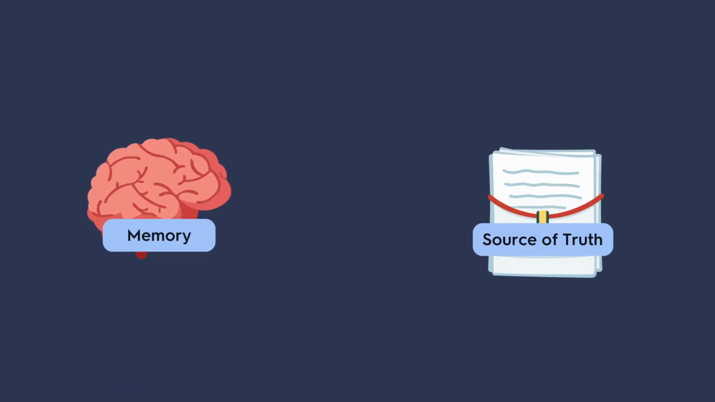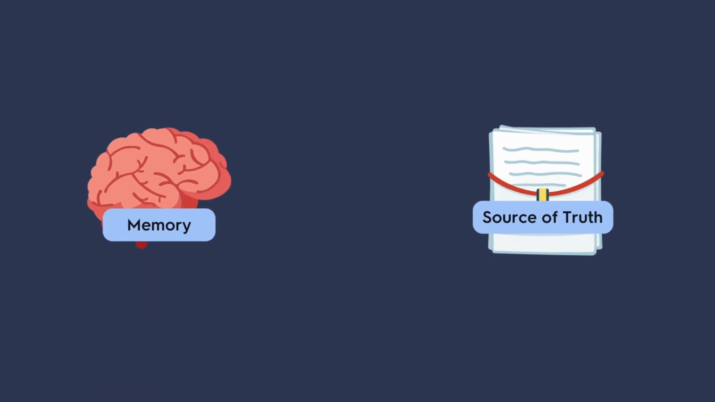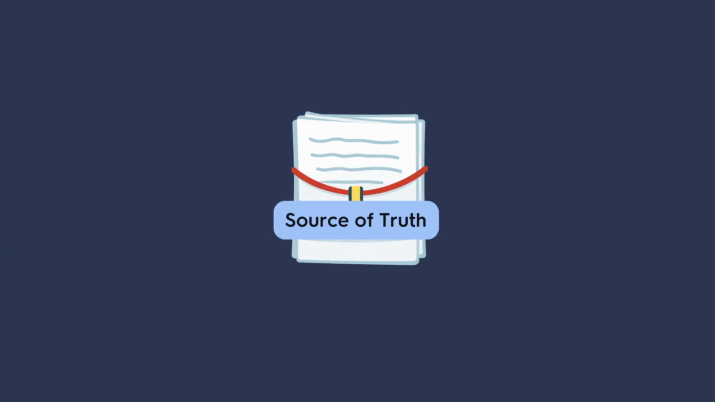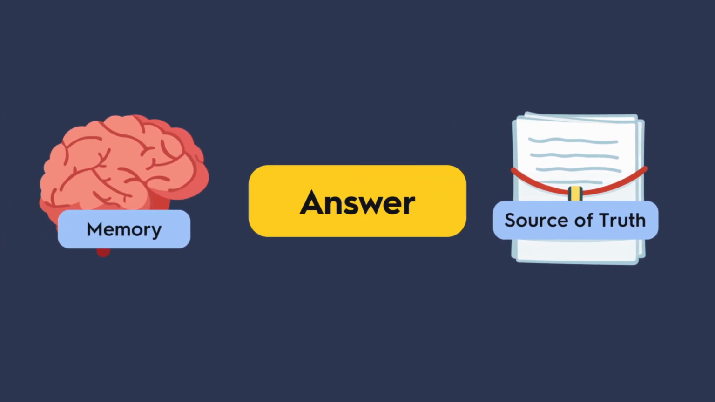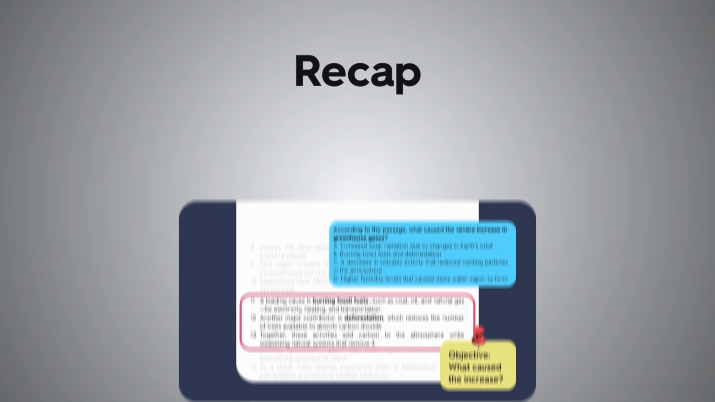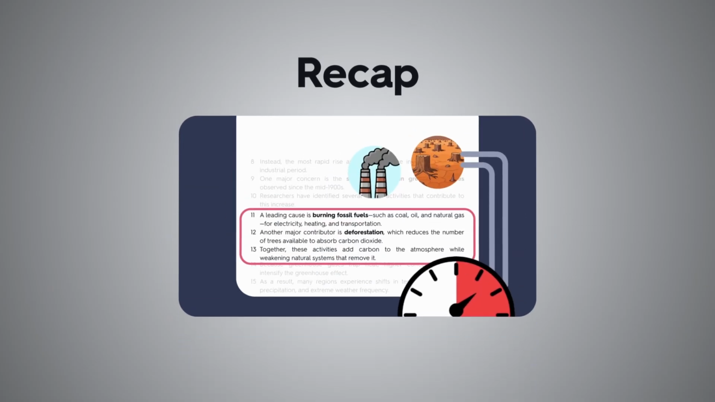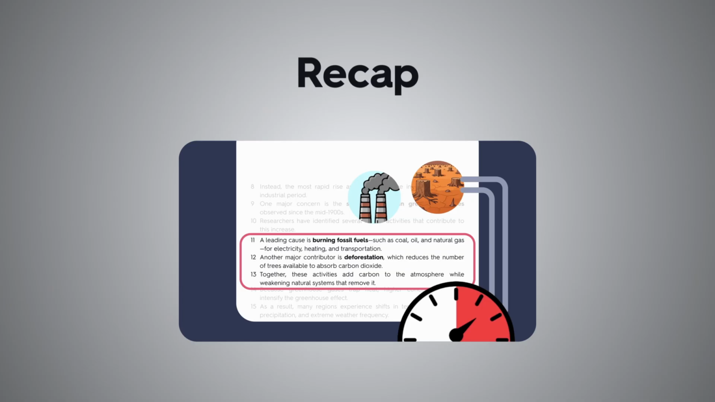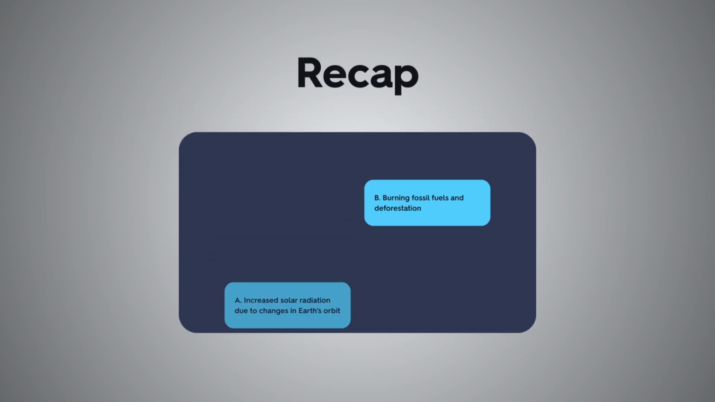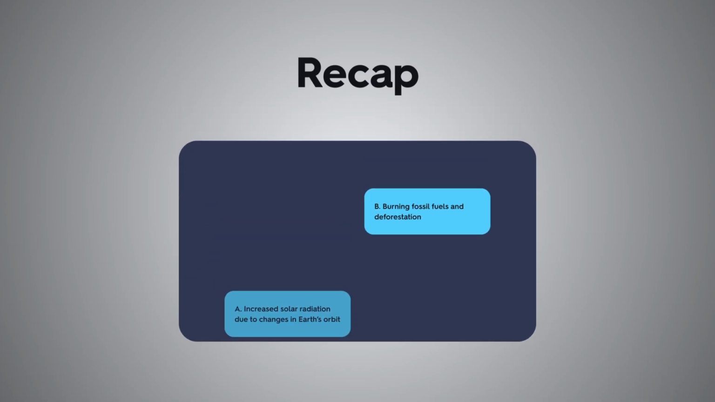Don't rely on memory for ACT reading. Always return to the passage and reread. Your answer choice should be supported by the text. To recap, don't start with the answers. Start with the objective. Reread the line reference with enough context and use elimination to find the best supported choice.